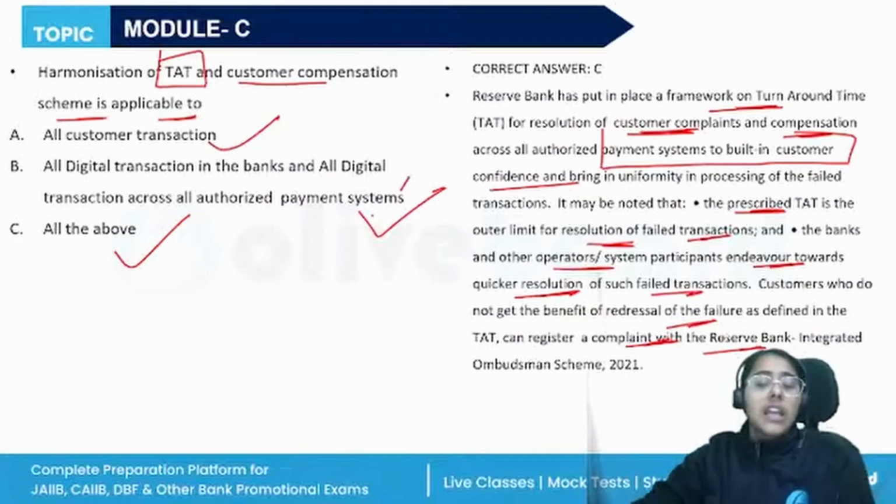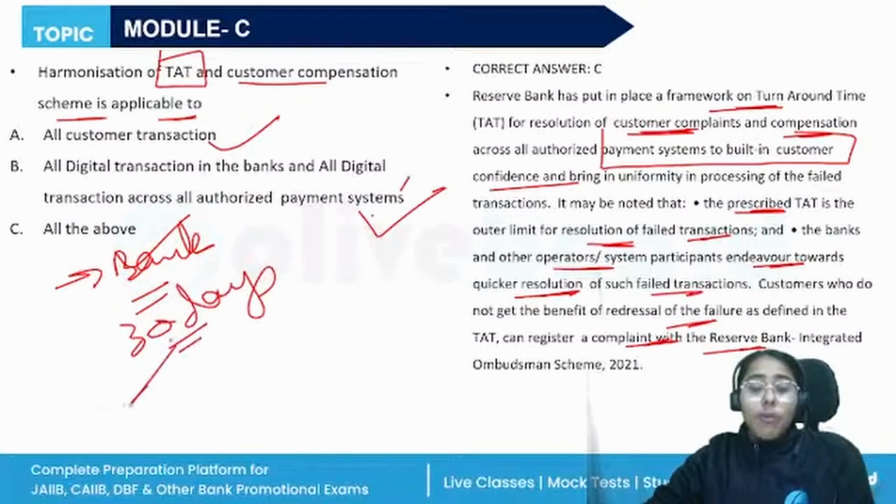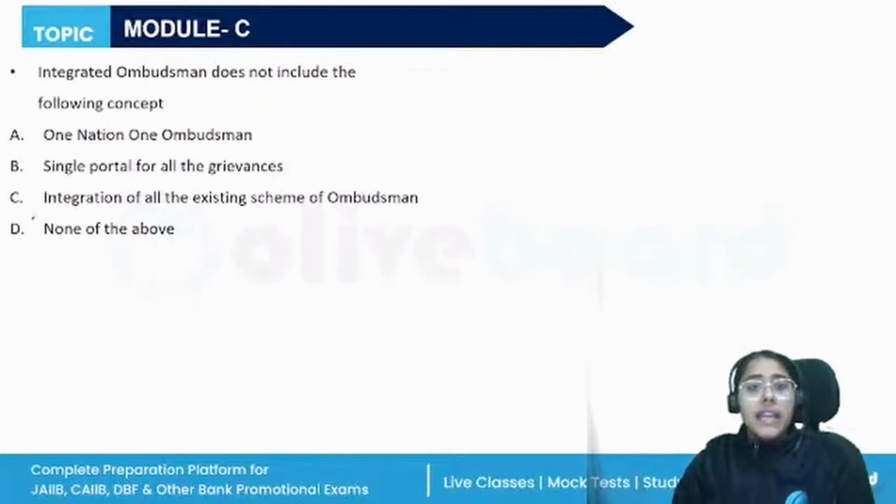First, the customer will file a complaint with the bank related to a deficiency of service. Then in 30 days time, the bank will have to respond or solve the grievance. If not, the bank will tell the procedure to the customer. They can raise the complaint to the ombudsman, the RBI Integrated Ombudsman. And the three earlier ombudsman schemes have also been merged. So the correct answer here is option C.